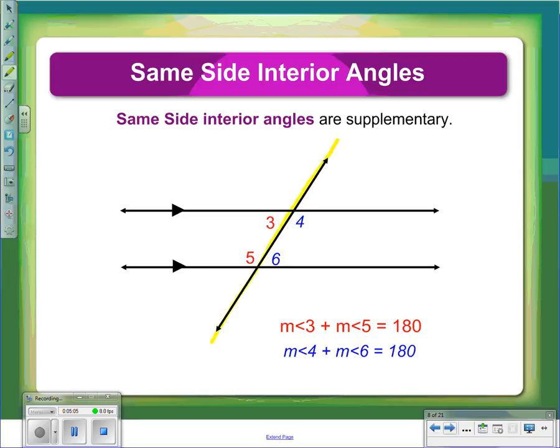So here's my transversal I'm highlighting. Again, it's the line that intersects the other two. And I'm going to label it with the T to say that's my transversal. Same side of the transversal. Notice 3 and 5 are on the same side.